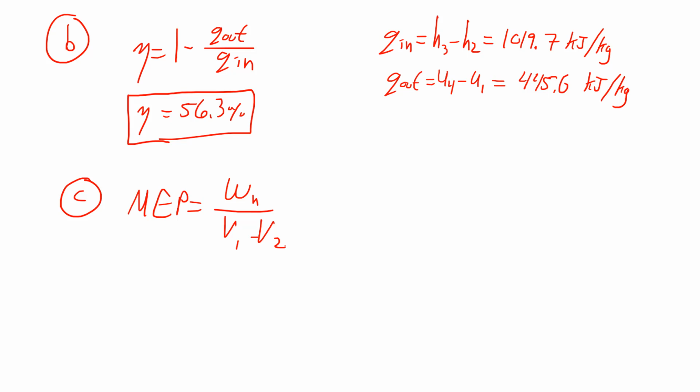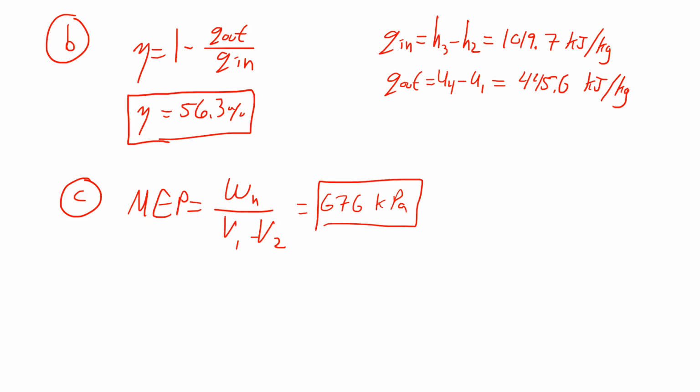And then lastly, for part C, the mean effective pressure, with net work over the change in volume. You can solve for this in much the same way as you did for the Otto cycle, and you would end up with a mean effective pressure of 676 kilopascals.